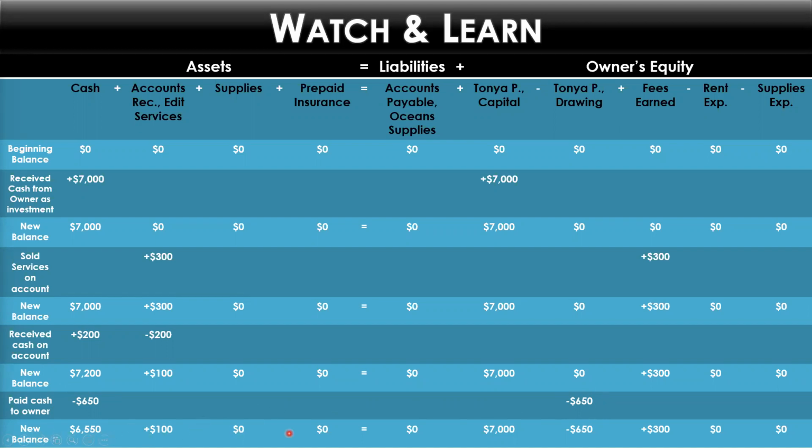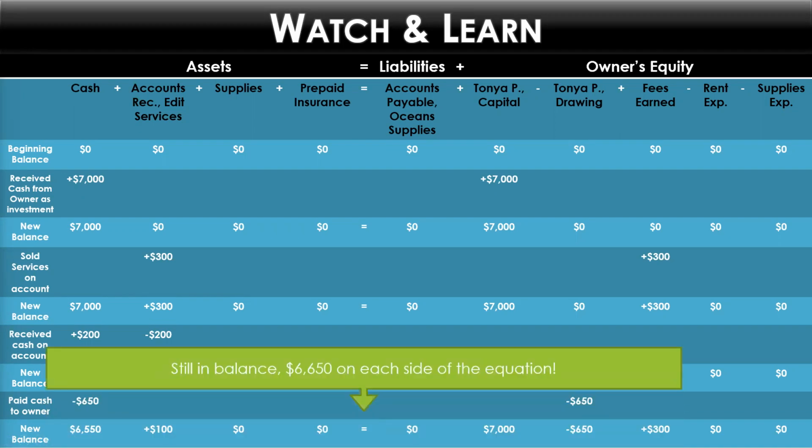On the next line, we bring down the new balance. And here you will see we're still in balance. Each side is now equal to $6,650. The left side equals the right side after each business transaction. Keeping in mind, each transaction will always impact at least 2 accounts.